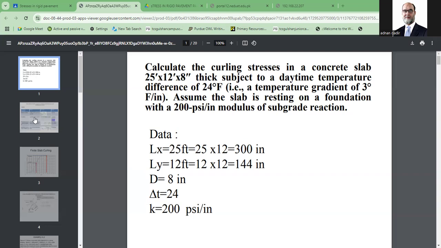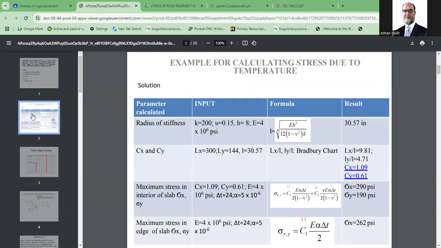Now, what we have done here is make a simple Excel sheet, and we have to calculate 4 parameters. First, we have to calculate the radius of stiffness. For that, we have a formula that has been given to us. It's the fourth root of E h cubed over 12 (1 minus nu squared) times k. From that, k is equal to 200, which has been given to us.